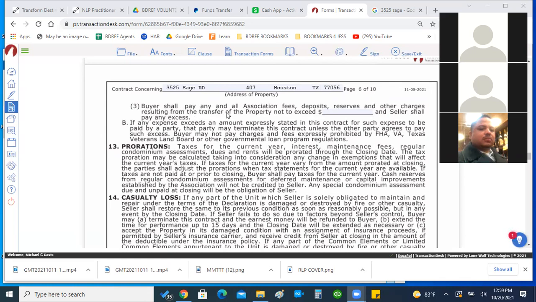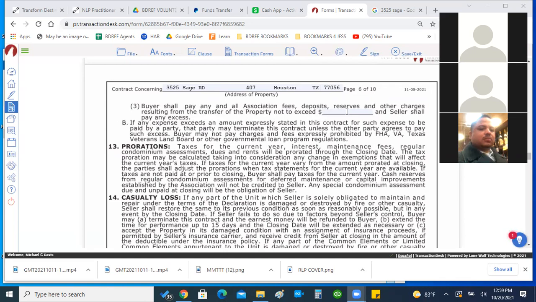They've taken that information and actually added it already in the contract. So right here, buyers shall pay any and all association fees, deposits, reserves, and other charges resulting from the transfer of the property not to exceed. Again, if you're representing a buyer, you want to put a smaller amount. If you represent the seller, then you want it to be a larger amount, right?